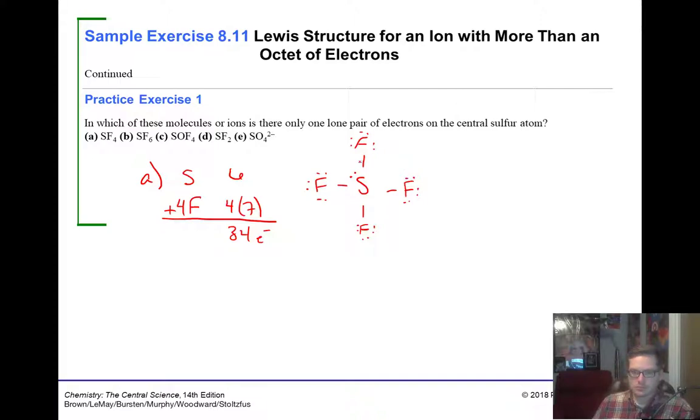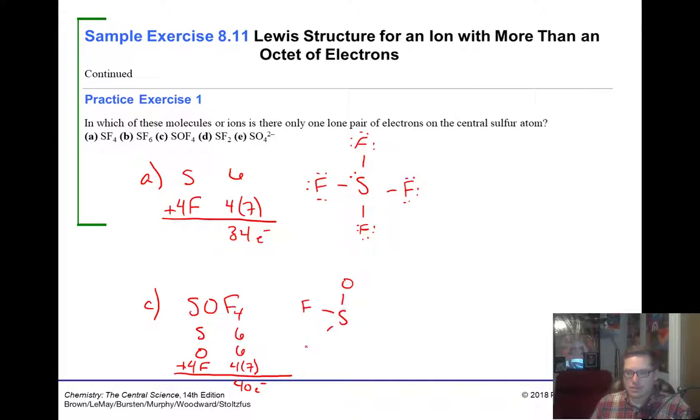Okay. All right, let's try one more. Let's try SOF4. So we've got a sulfur, an oxygen, and 4 fluorines. Sulfur's got 6, oxygen's got 6, and then fluorines are 4 times 7. So this is going to be the same as what we had up here, but with 40 electrons, which is 6 more from up here. So sulfur is going to be in the middle because it's the least electronegative. So we'll put sulfur, and then oxygen, and then the 4 fluorines attached to it.